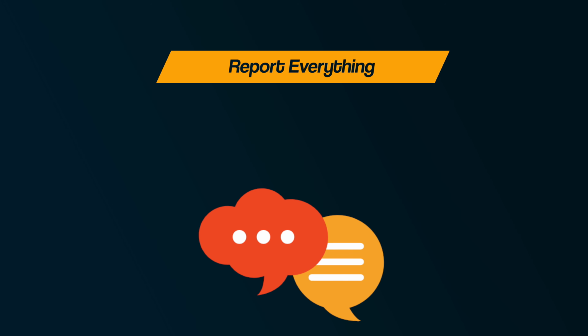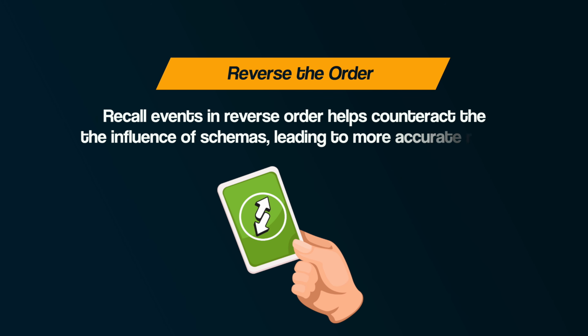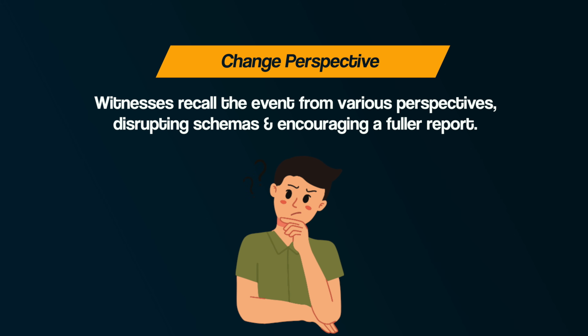Report everything. Witnesses should provide all details, as even seemingly irrelevant information may aid in recalling important facts. Reverse the order. Recalling events in reverse order helps counteract the recency effect and the influence of schemas, leading to more accurate recall. Change perspective. Witnesses are asked to recall the event from various perspectives, disrupting schemas and encouraging a fuller report.